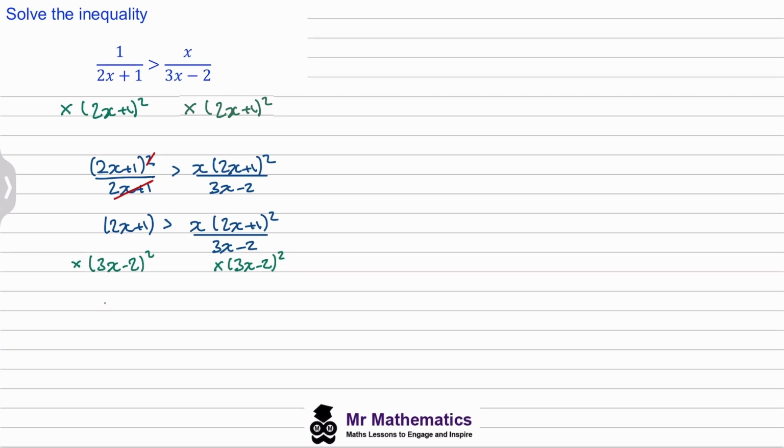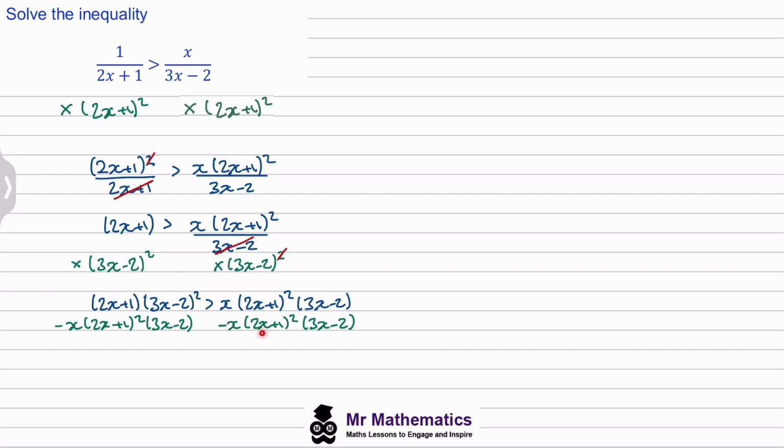So now we get 2x plus 1 multiplied by 3x minus 2 all squared must be greater than, we know one of these powers of 2 will cancel with this denominator, so it'll be greater than x multiplied by 2x plus 1 all squared multiplied by the 3x minus 2. And now we can solve this inequality by moving all of these terms to the left hand side. We'll just subtract it from both sides.